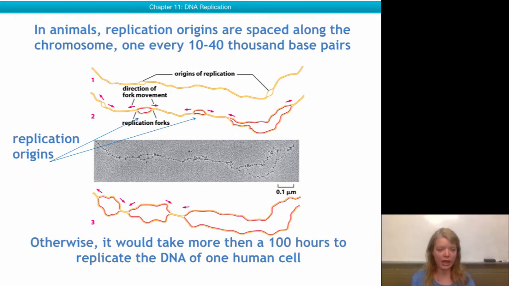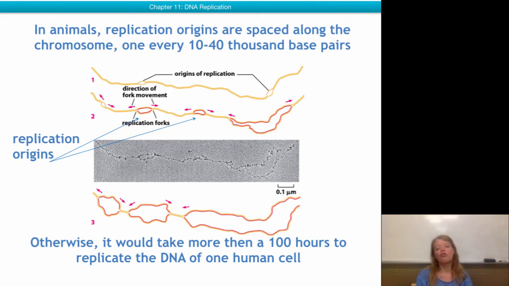So why is it that bacteria can get away with one replication origin? Hopefully you guys remember from Intro to Microbiology that bacteria have a circular chromosome and they are replicated by this rolling circle replication, but suddenly a second circle appears, and it sort of looks like a figure 8. So bacteria have one origin of replication, and the eukaryotes have very, very many.